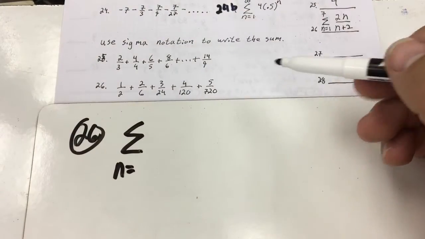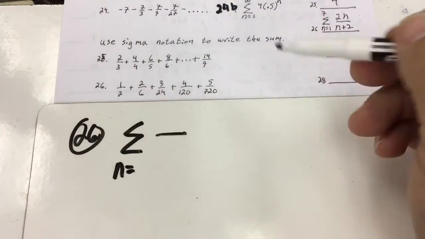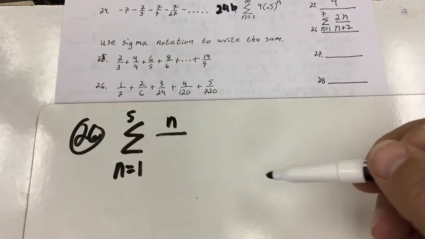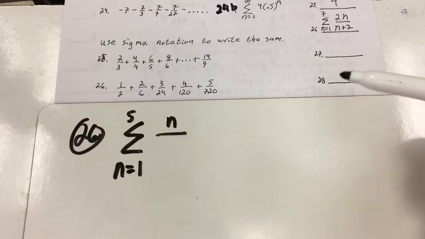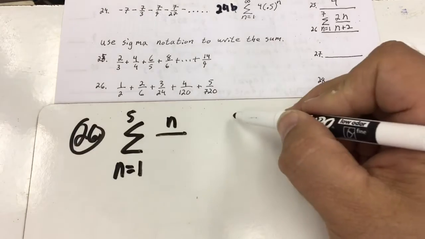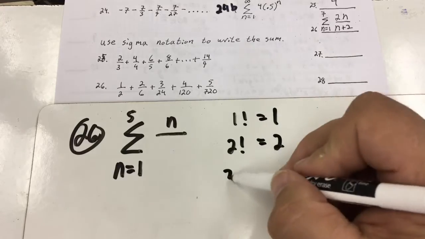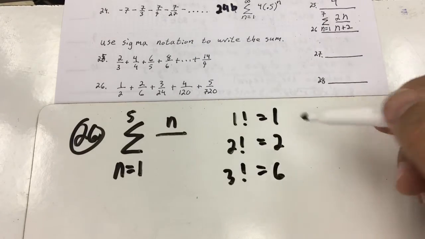Now the top is not that bad. The top for this one goes up by 1, 2, 3, 4. So if I start at 1, I can just put n there. Notice it goes up to 5. So that's good enough. Now the bottom is what's tricky. I'm thinking factorial because I see the 120 and I see the 24. So I know that 1 factorial equals 1. 2 factorial equals 2. So that lines me up. 3 factorial, that's going to equal 6. So I want to see where I begin.